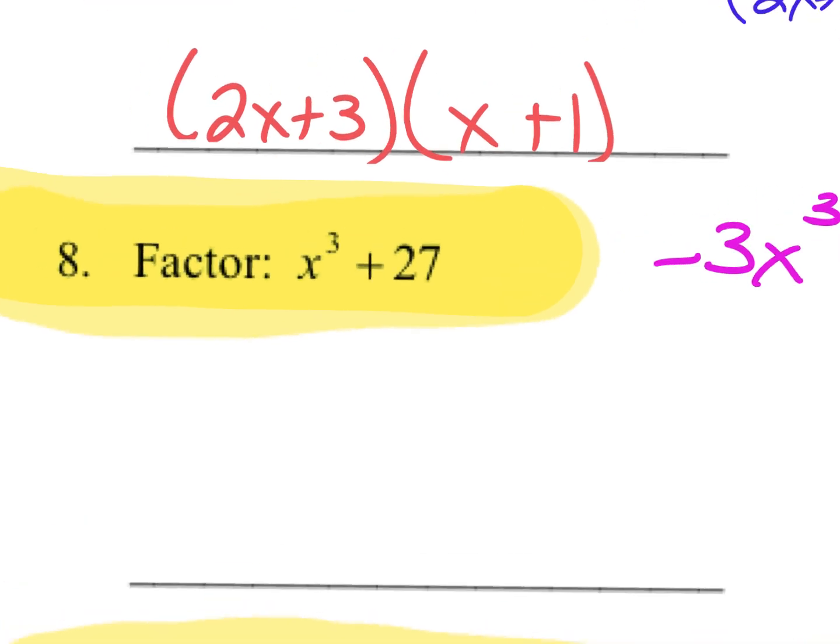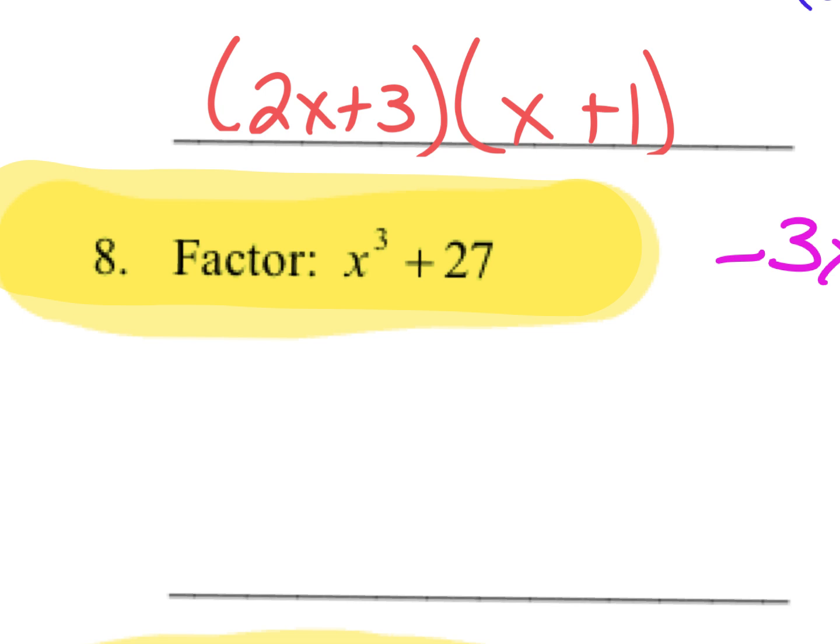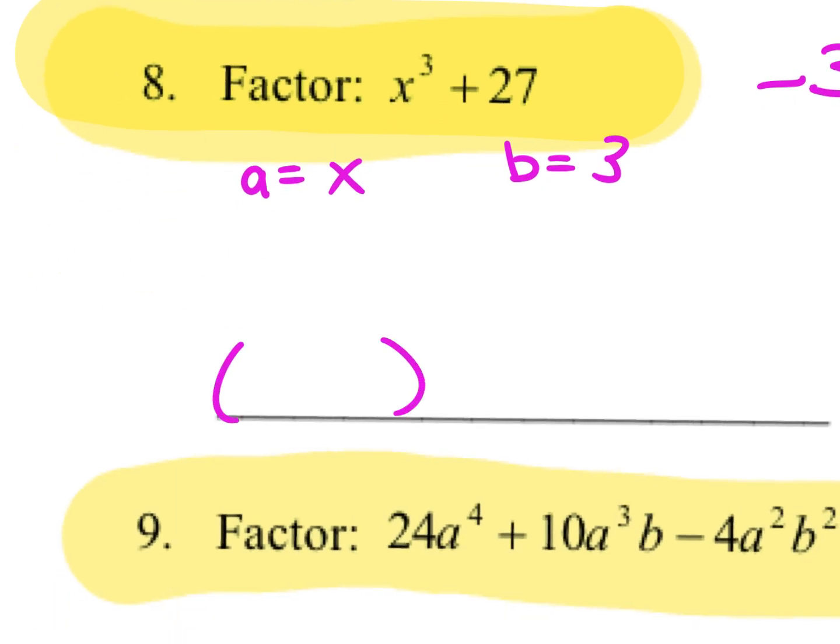So if you have something like this, it's super basic. I use A's and B's. You can use U and V, whatever. But what is your A term? What times itself 3 times gives you x cubed? X. What times itself 3 times gives you 27? 3. You have now discovered everything that needs to go in the formula. You can write the formula out from the beginning.